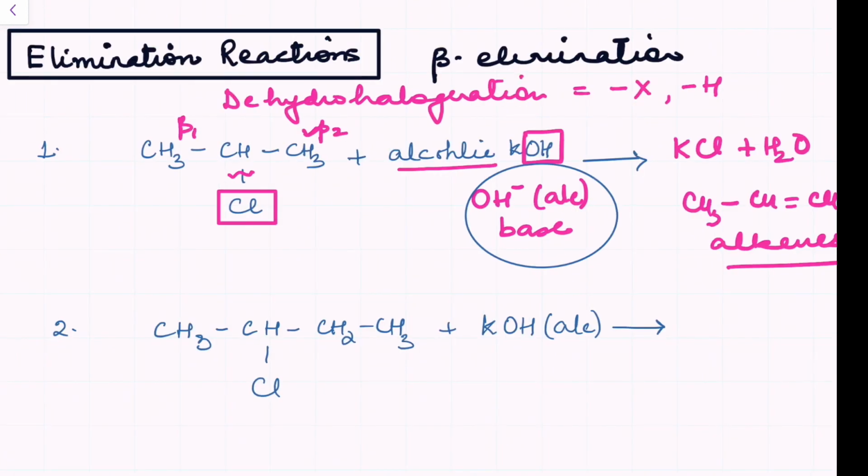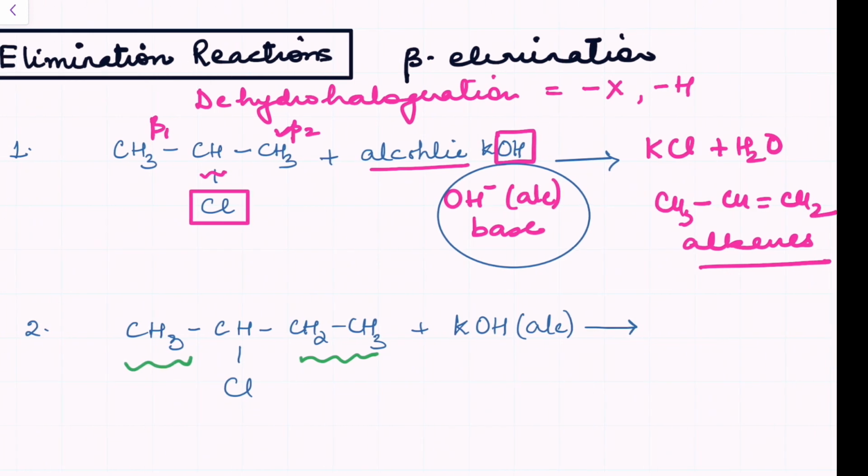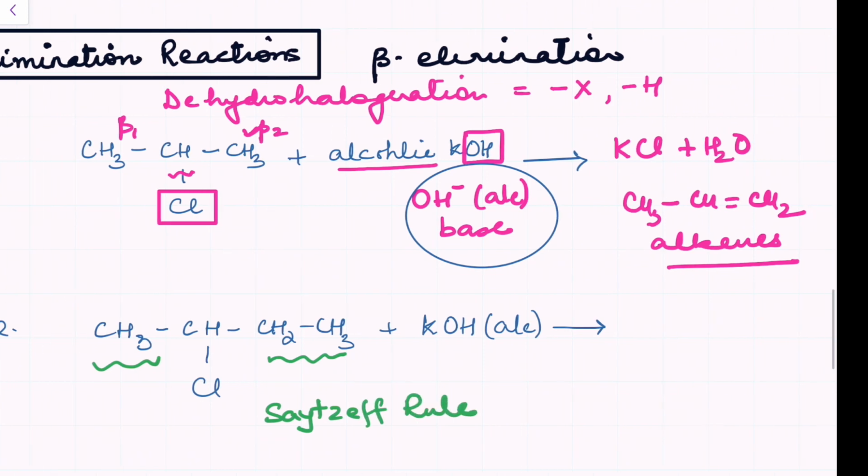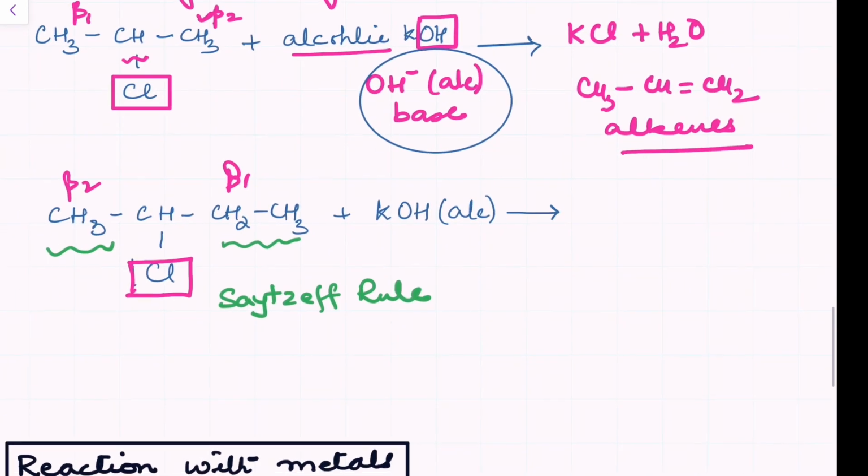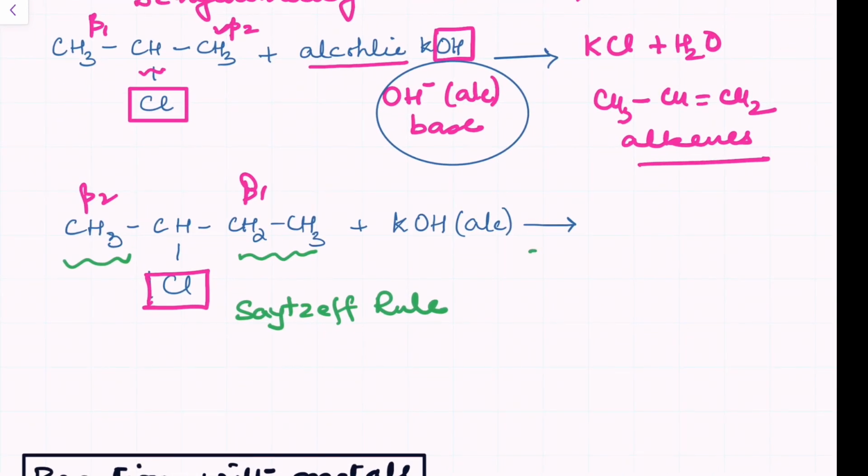Come to the second elimination reaction. This is again, I have taken an unsymmetrical halide, that is, somewhere where halogen is attached, this is a different alkyl group and this is a different alkyl group, right? So in this case, we use the Saytzeff rule. Saytzeff rule says we have to get more alkylated alkenes. So definitely this Cl will go, but beta hydrogen, either beta 1 can go or beta 2 can go. So let me write both. So the byproducts are minus KCl minus water.